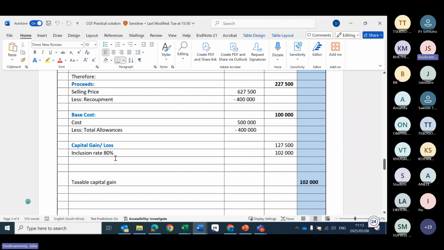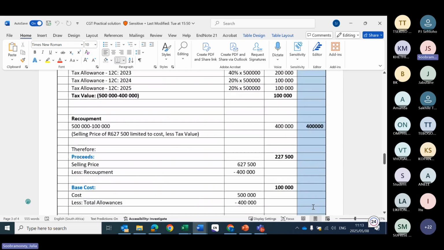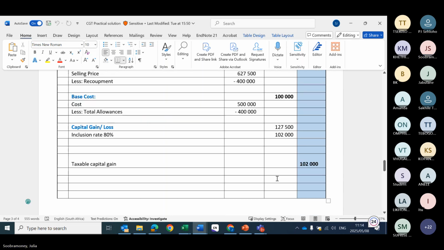My capital gain is equal to 127,500. Multiply that by 80% to give me 102. And I think I actually changed the solution. I just want to make sure that it is 102 quickly. 127,500 multiplied by 80%. Okay, it was updated. 102,000 is going to be taxable. Therefore, my taxable capital gain is 102. And I include it in my taxable column. Can you see? What goes in my final column is your final answer. Everyone happy?